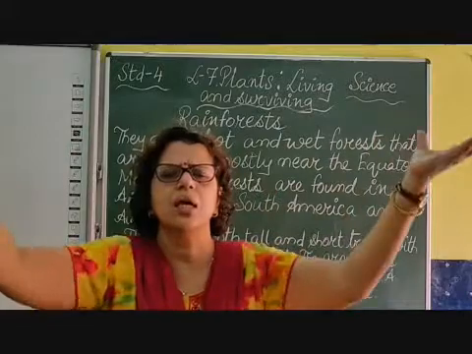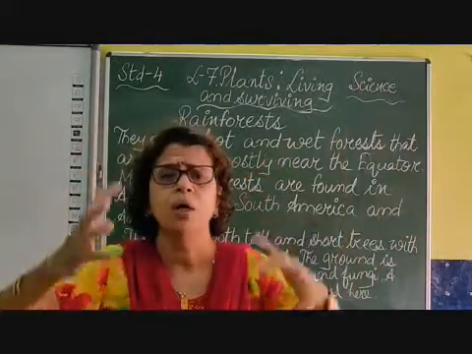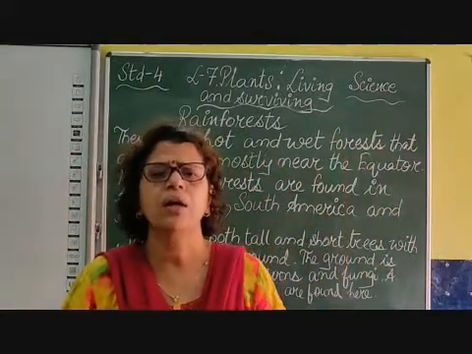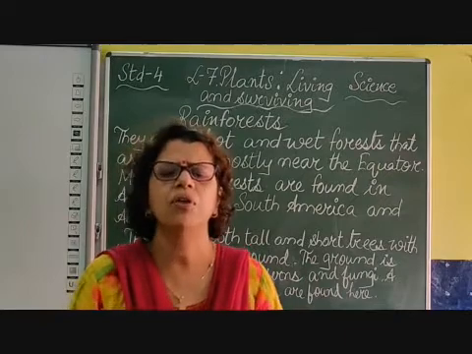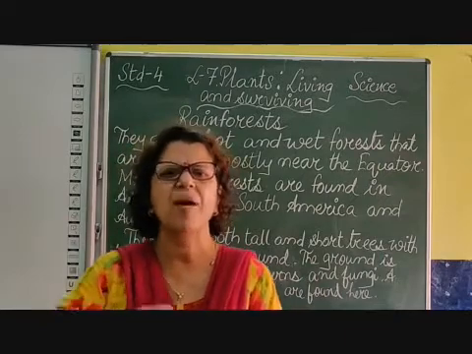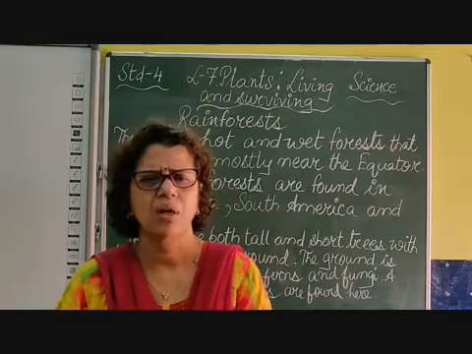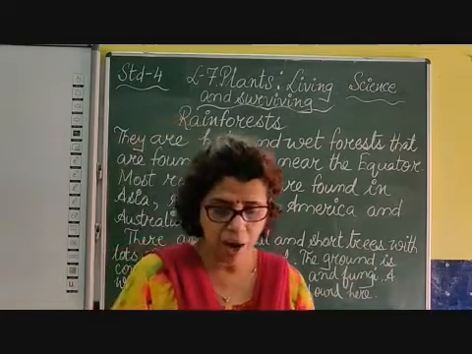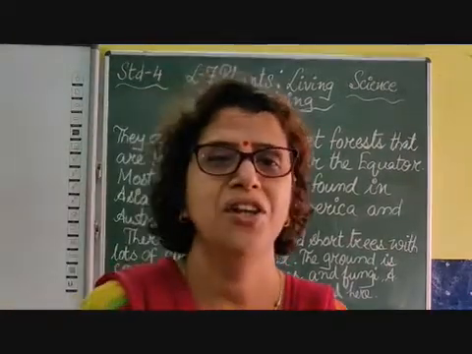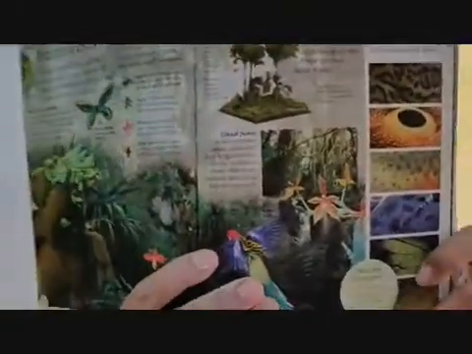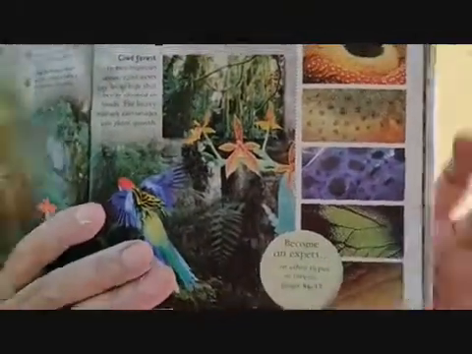Yes, you can see they have spread like an umbrella, and so proper sunlight cannot enter the ground level of the forest, and it remains damp and wet throughout, and it is very dark and very shady. As you can see, different types of plants and trees are in this rainforest.